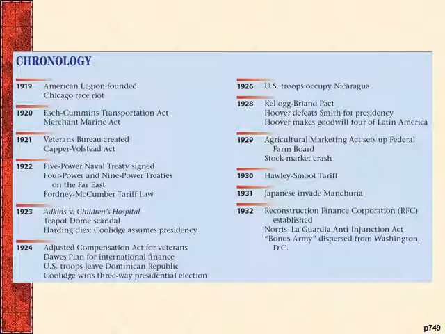And the last slide of the lecture, you can see there the Fordney-McCumber Tariff Law passed in 1922, the Teapot Dome scandal in 1923, along with Harding's death, the Dawes Plan in 1924. You see Hoover's election in 1928. The Agricultural Marketing Act sets up the Federal Farm Board in 1929. The Great Depression starts with the stock market crash in October of 1929. The Hawley-Smoot Tariff, 1930. The invasion of Manchuria by Japan in 1931. The Reconstruction Finance Corporation is established in 1932, along with the Norris-LaGuardia Anti-Injunction Act. And the Bonus Army is dispersed by General MacArthur. That is it.